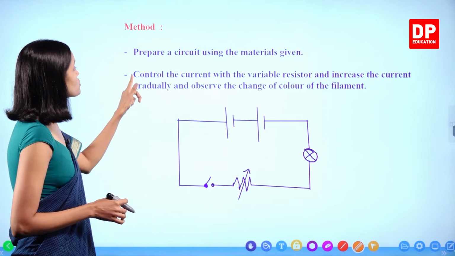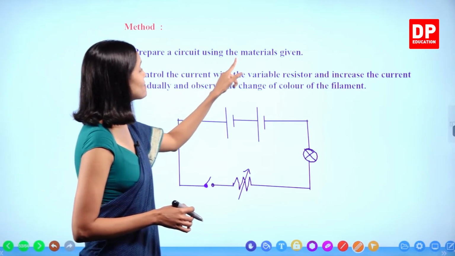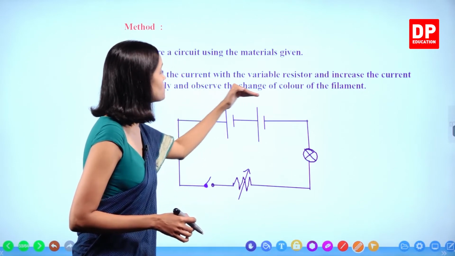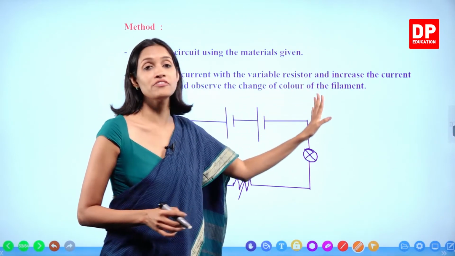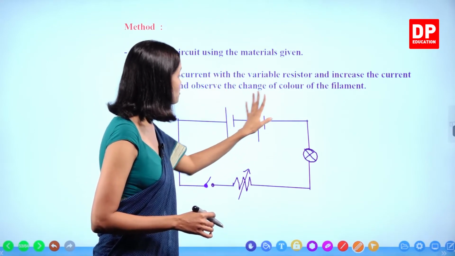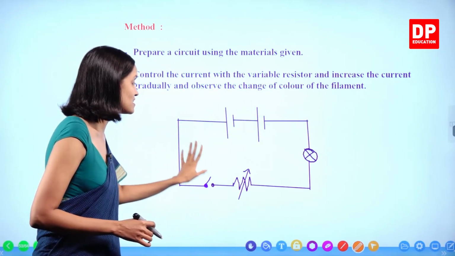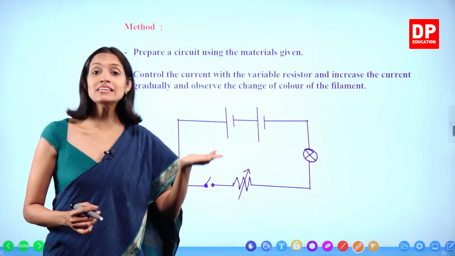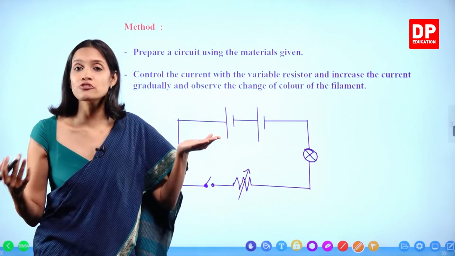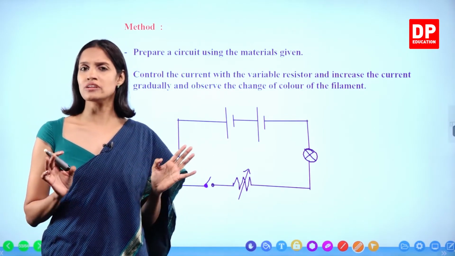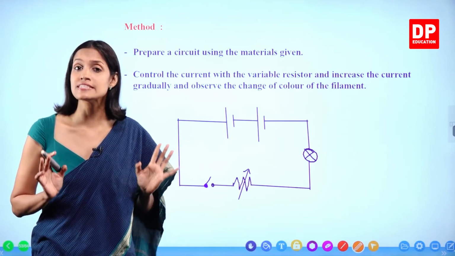And control the current with the variable resistor and increase the current gradually and observe the change of color of the filament. Now, how do you control the amount of current flows through the circuit, children? You all know that when the resistance increases, what happens to the flow of the current? Reduces. What is resistance, children? Do you remember that we learned what resistance is?